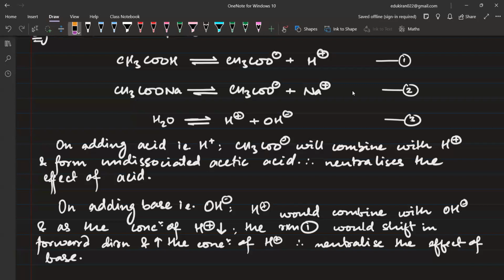So this is how it works. This complete acidic buffer, ये किस तरह से काम करता है. Please write this down. Raise your hand once you're done.